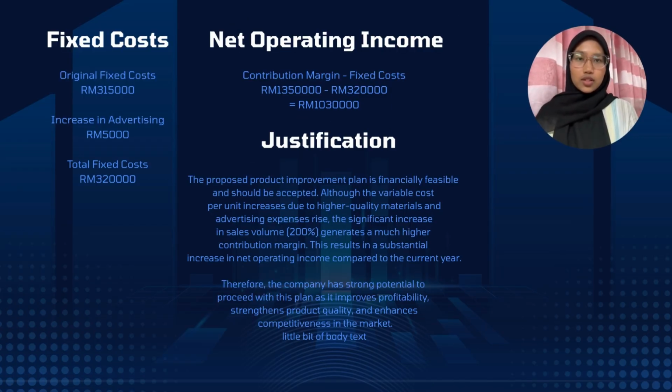Total fixed costs increased slightly from 315,000 ringgit to 320,000 ringgit due to higher advertising expenses. After deducting fixed costs from the contribution margin, the net operating income is 1.03 million ringgit. In conclusion, even though costs increase, the significant rise in sales volume leads to much higher profit. Therefore, the company should proceed with the product improvement plan as it improves profitability and strengthens competitiveness in the market.